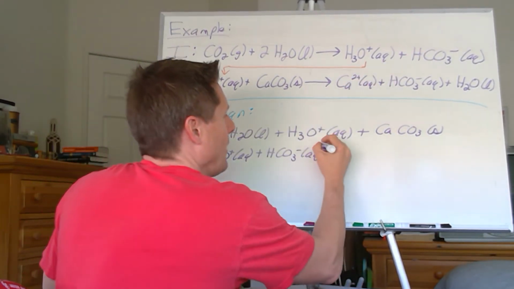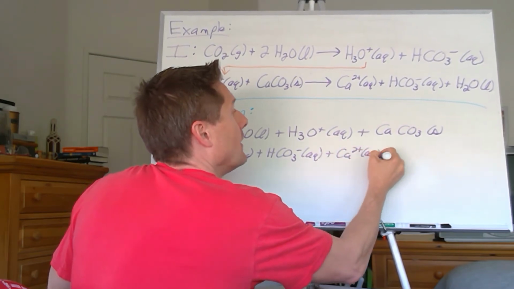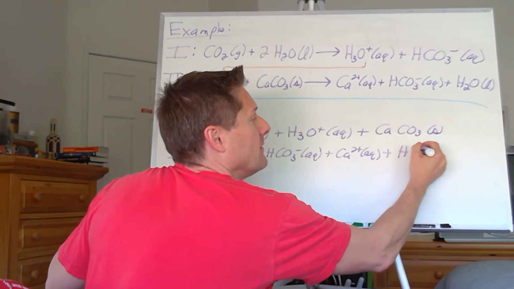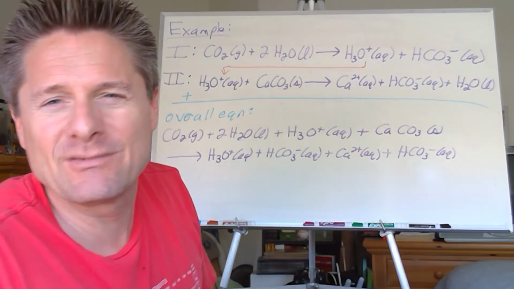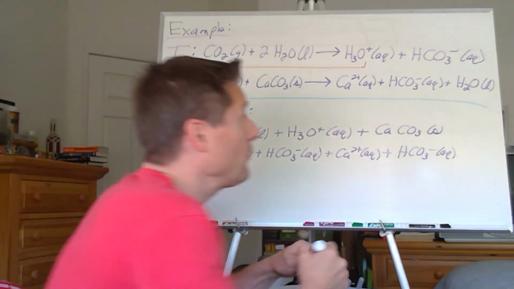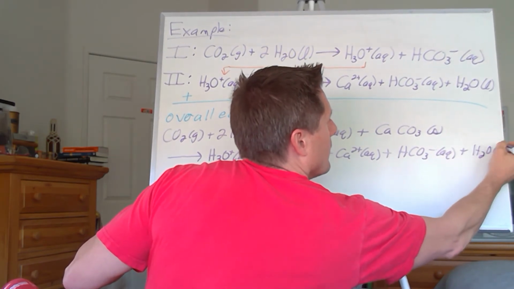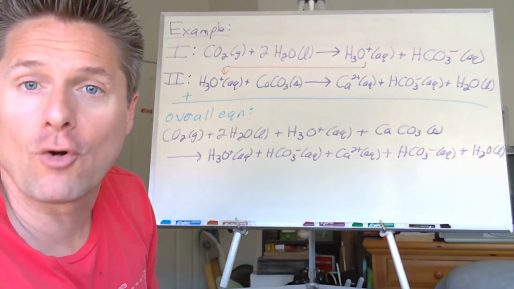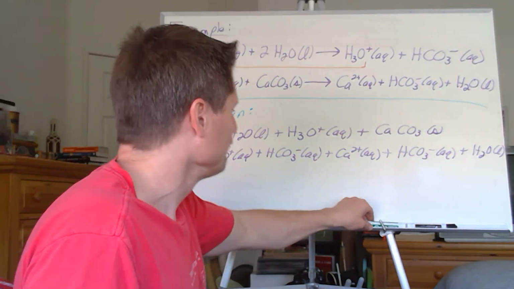Equation 2, I've got the calcium ion. I've got another bicarbonate. And in the old days we learned it as bicarbonate ion. Now most people call it hydrogen carbonate. And then we've got a water here. That's what we call the overall equation. Very bulky. Let's clean this up, all right?